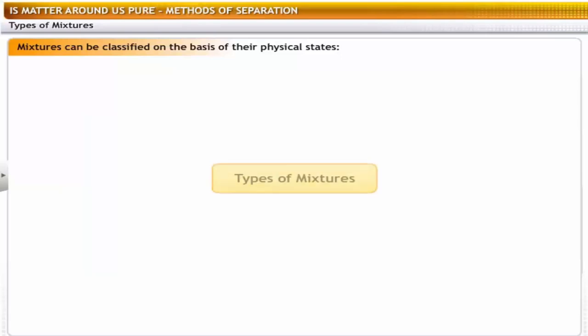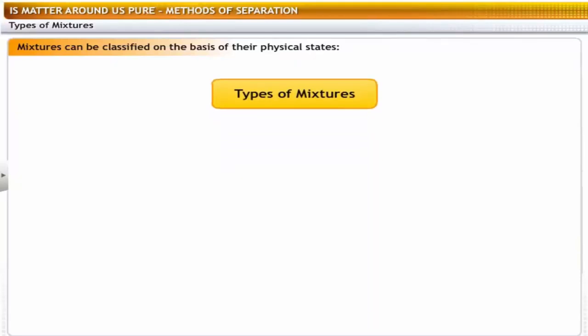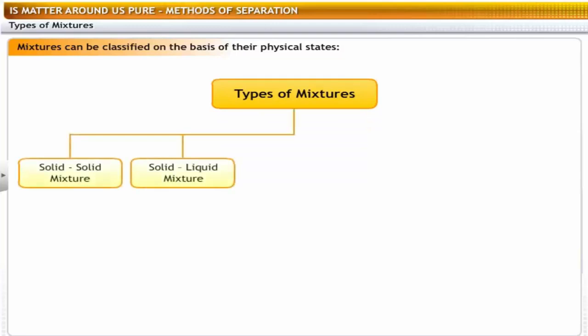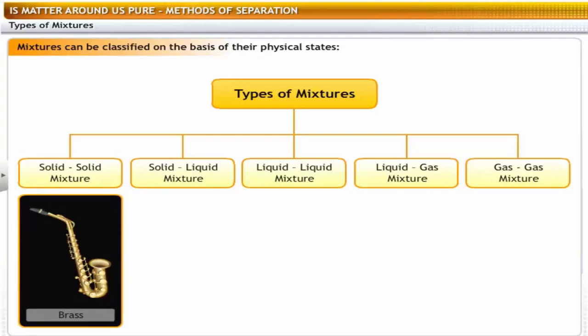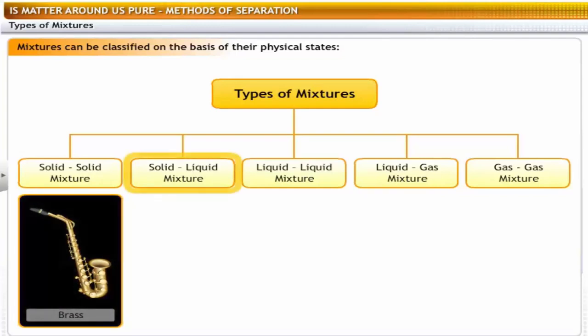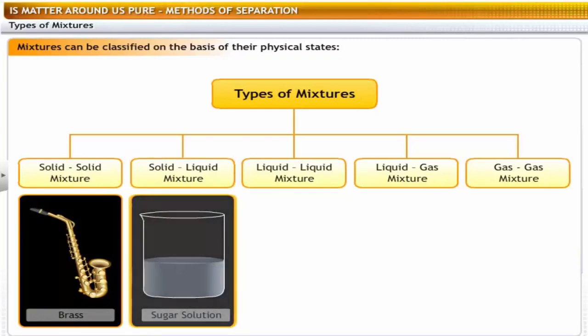You may come across several types of mixtures in daily life as well as in the laboratory. Mixtures can be classified on the basis of their physical states. Solid, solid mixture. Metal alloys are actually solutions of solids in solids. For example, brass is a solution of zinc in copper. Solid, liquid mixture. A sugar or salt solution is an example of a solution of solid in a liquid.